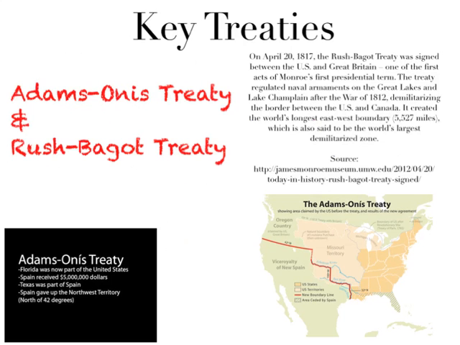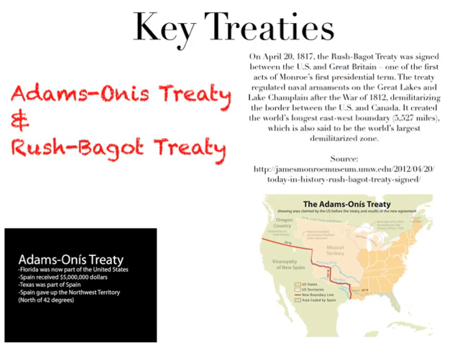There were two key treaties that were put into effect during President Monroe's presidency, the Rush-Bagot Treaty and the Adams-Onís Treaty. We're going to talk about the Rush-Bagot Treaty first because that one happened first. In 1817, the treaty was signed. It was a treaty between the United States and Great Britain, and it was one of the first acts of Monroe's presidential term.